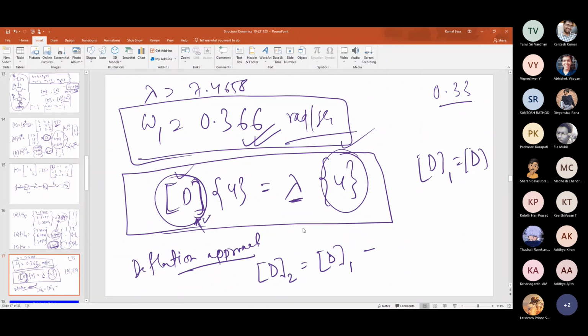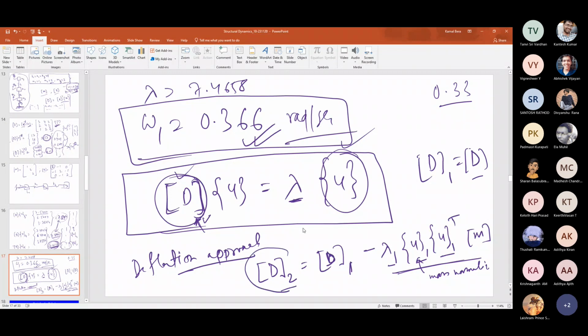D2 equals D1 minus lambda 1, the first one that you got, times U1 transpose and M. Remember carefully that U1 has to be mass normalized. Basically, the first mode contribution you have to remove. Lambda 1 is related to the first mode. You just deduct it from the D matrix. D1 is nothing but D. Then you get D2, and you start the iteration using this matrix. You do the same thing again, but instead of D, you use this. Choose any vector again, repeat the procedure, and you will get the second frequency. That is guaranteed.